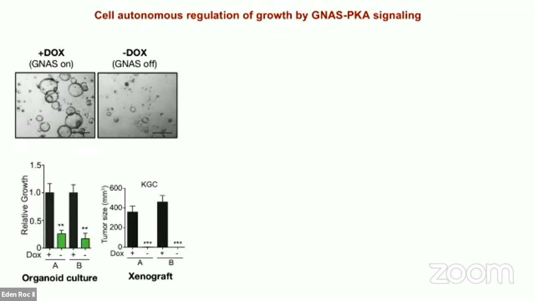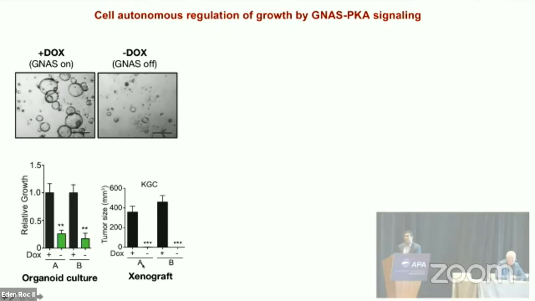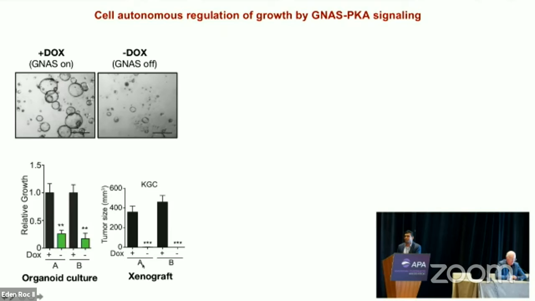And as you can see here, these organoids require continuous expression of a mutant GNAS to survive or to grow. When you turn off GNAS by removing doxycycline from the culture, these organoids do not grow. And when you implant these organoids in an animal model, a SCID or NSG animal, again, the growth of these tumors is very dependent on mutant GNAS expression. So these organoid models actually gave us a tractable system to understand the biology of mutant GNAS in pancreatic cancer.